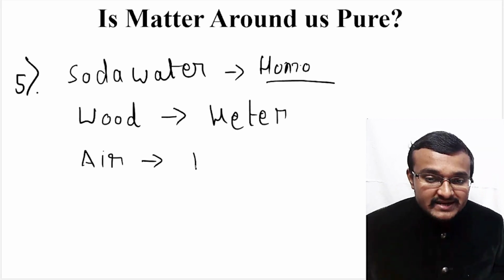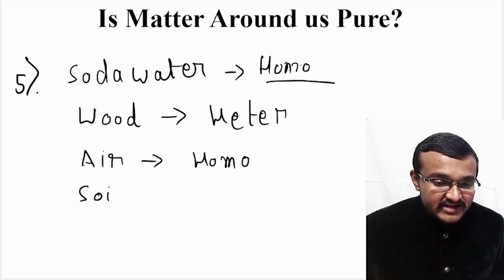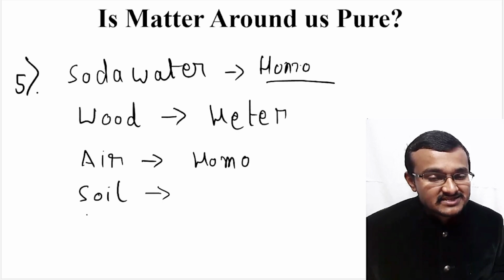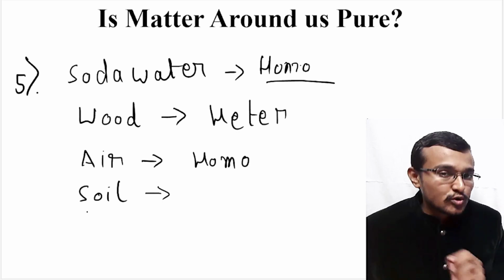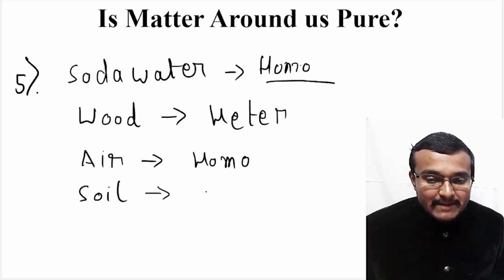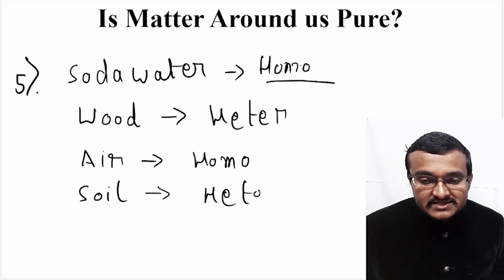So air can be known as a homogeneous mixture. Coming to the next mixture, where they have given soil. In soil, there are a lot of elements mixed, not homogeneously. They are mixed in different ratios. So that's why soil is an example of a heterogeneous mixture.